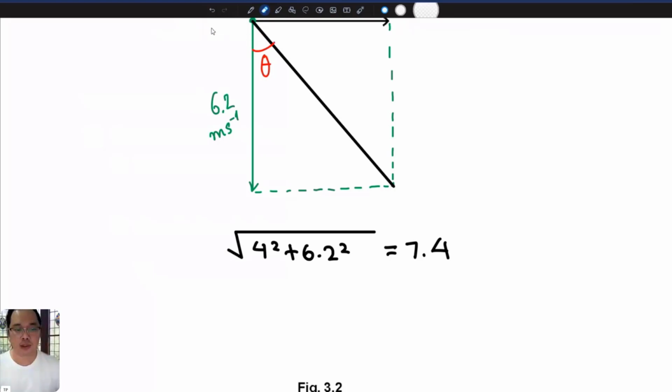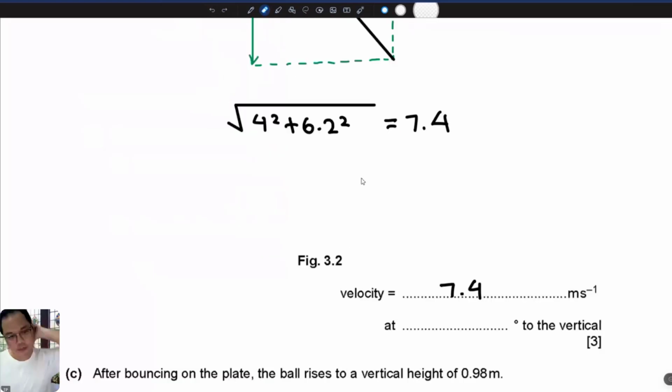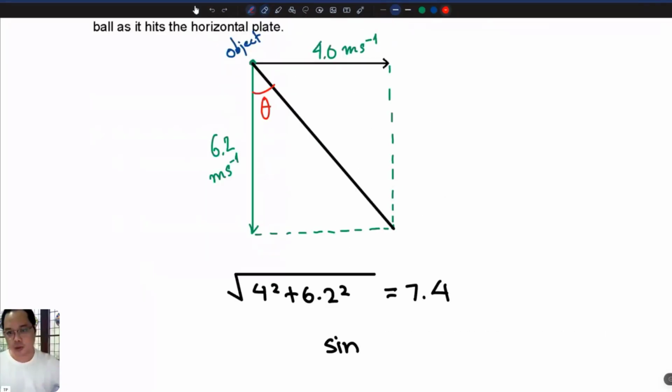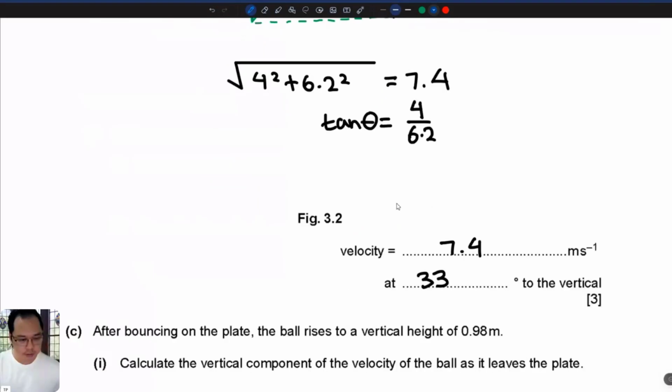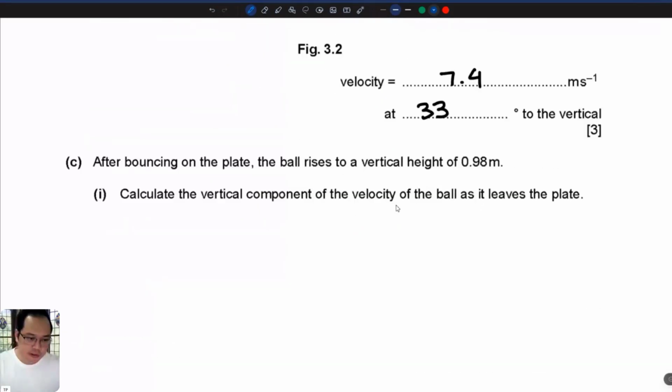Use the sine or cosine or tan. Determine that angle theta. The velocity, of course, you need to put the arrow here. It is an arrow, not a straight line here. A vector. Okay, tan. So that angle is 33 degrees. Okay, good. So question C.